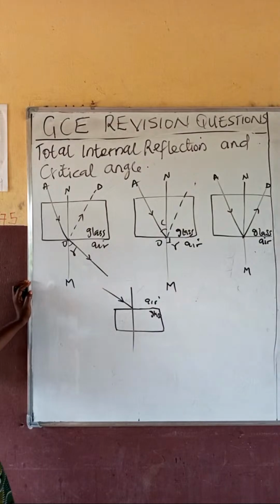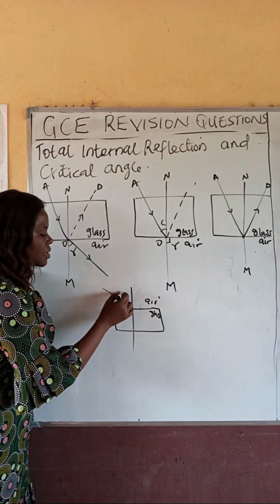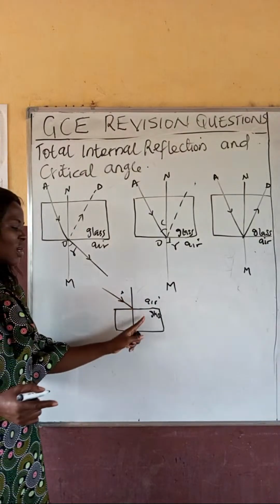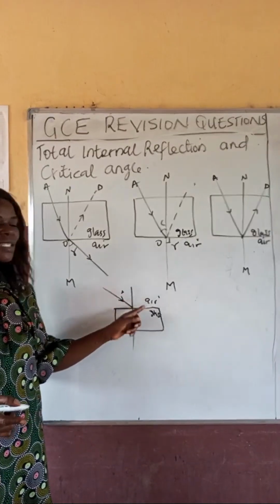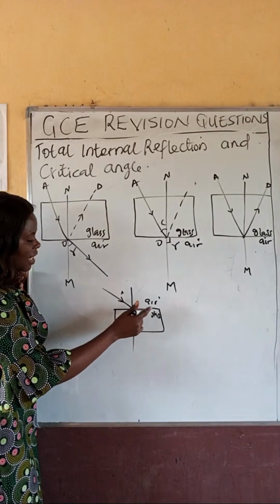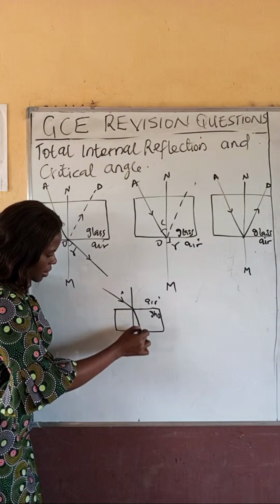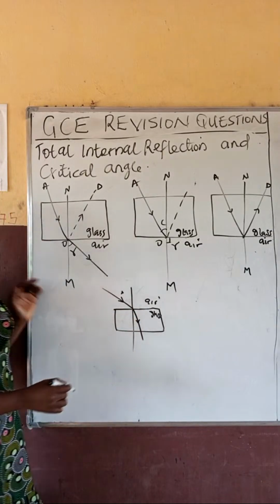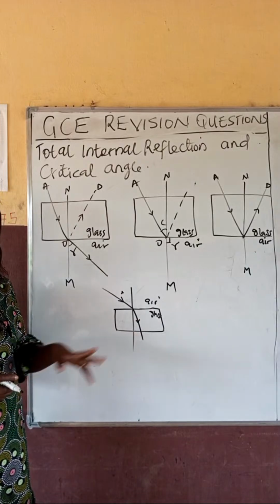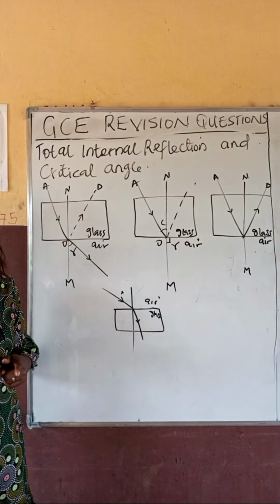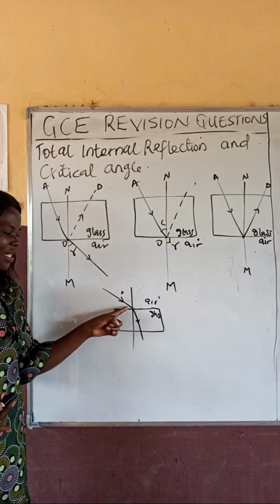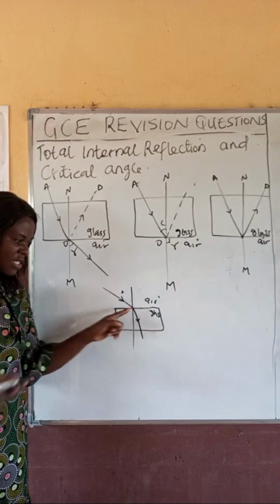How will the light move? Air is always less dense. So if light moves from air to glass, because glass is denser than air, it's going to bend inside the glass this way. Did you get it? Why is it bending this way? Because glass is denser than air. So when light travels from one medium to another of different density, refraction takes place at the boundary between these two media, which is here.